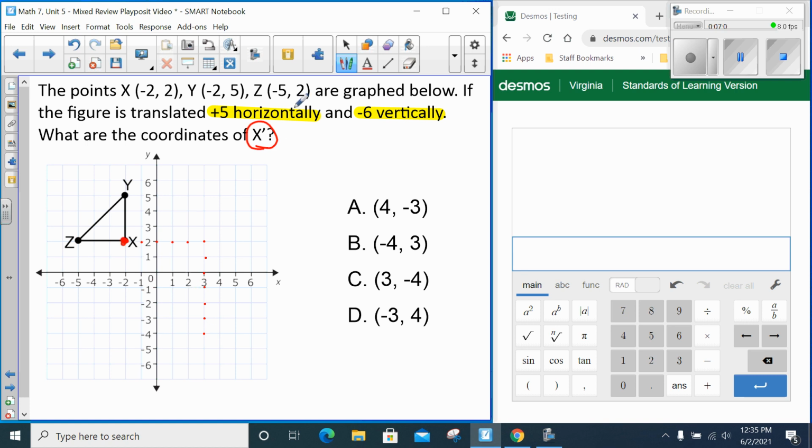After I've completed both translations, I know that this new spot is where x prime would be. So x prime is going to have an ordered pair of +3, -4. So the best answer choice here is going to be choice C.